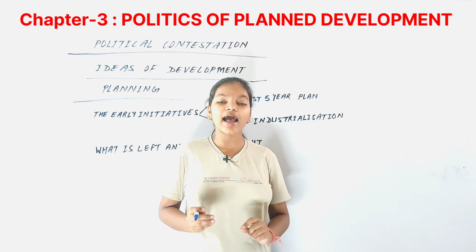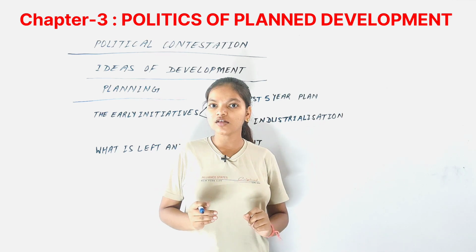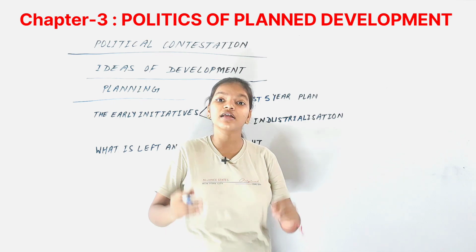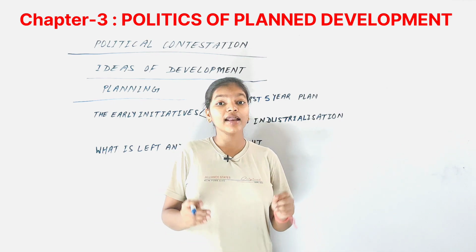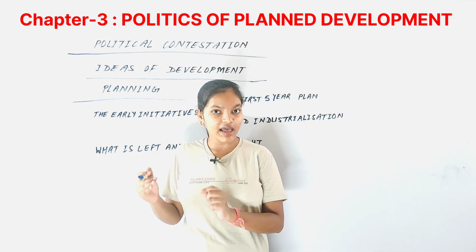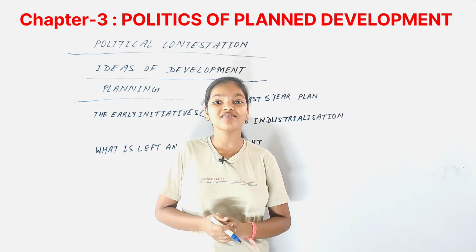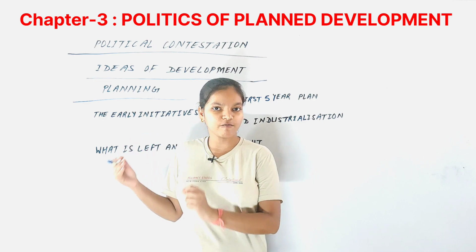So we can say that the responsibility for the planning was given to the government by the industrialists themselves, and on the basis of the Bombay Plan, the Planning Commission of the country was set up after independence in March 1950.